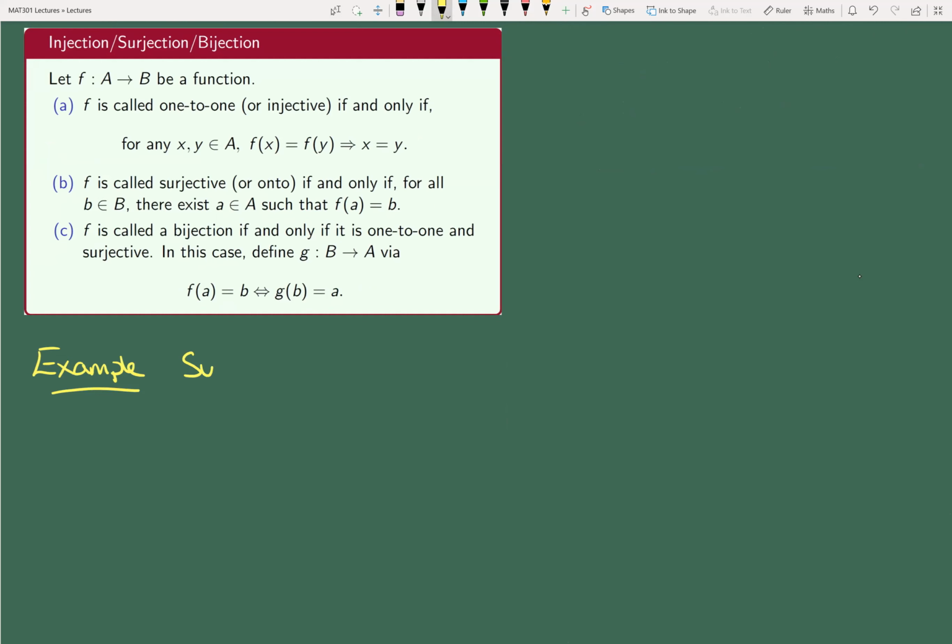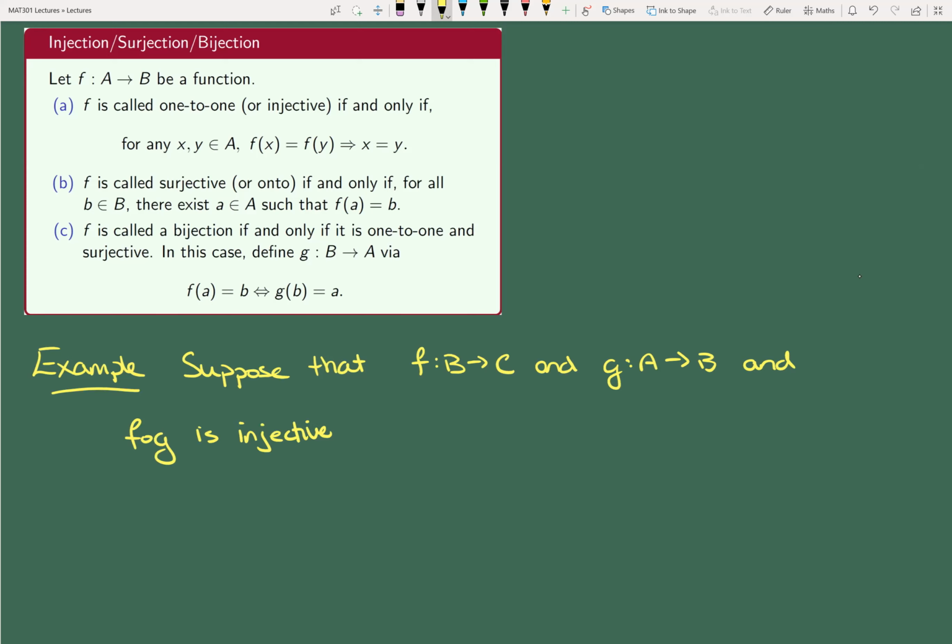Okay, so suppose, I love this one. This is one of my favorites. So suppose that f maps B to C, and g maps A to B, and f composed g is injective. Show that g is injective.